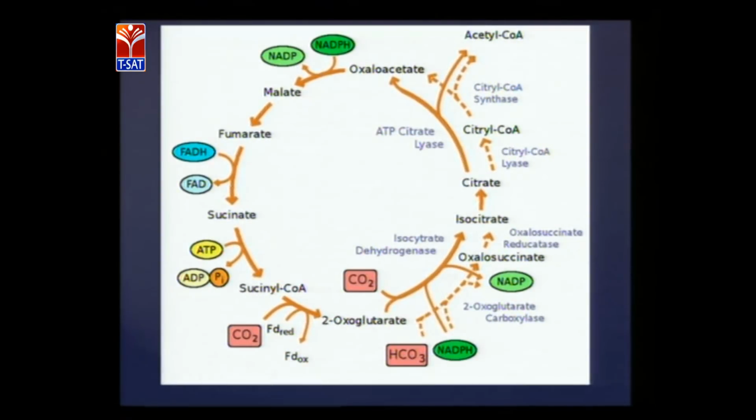This is the citric acid cycle, where oxaloacetate and acetyl coenzyme A are condensed together to form citrate, in the presence of the enzyme citrate synthase.